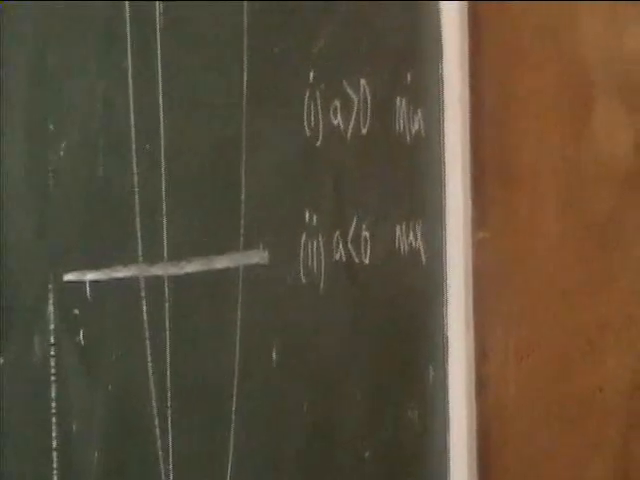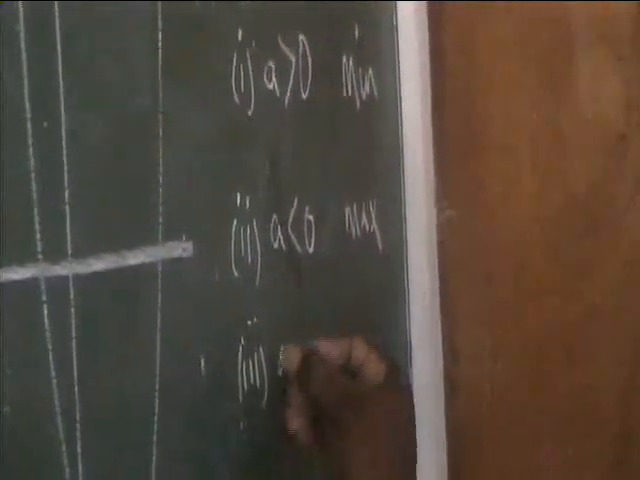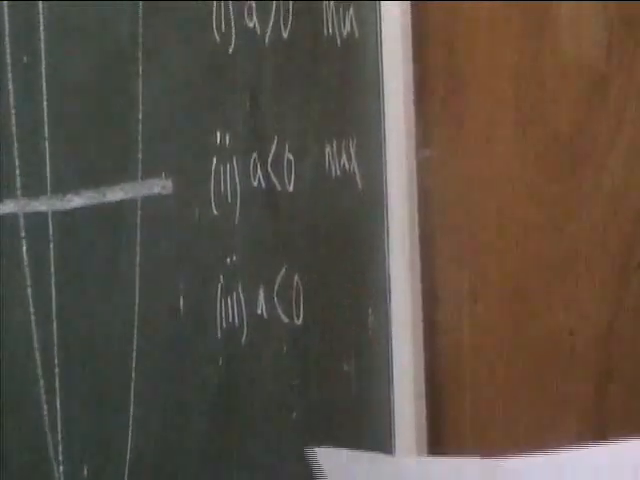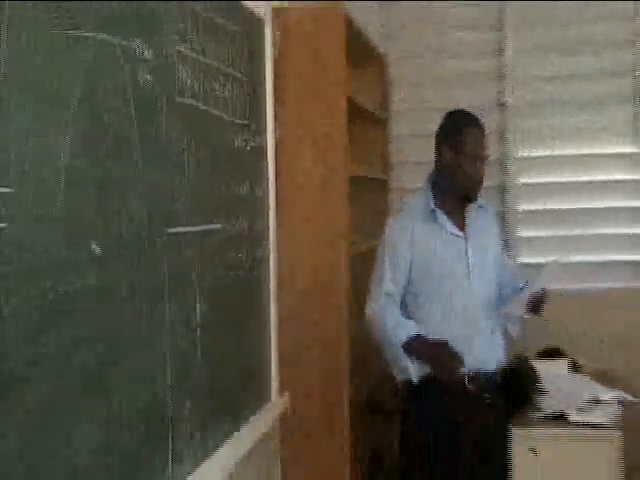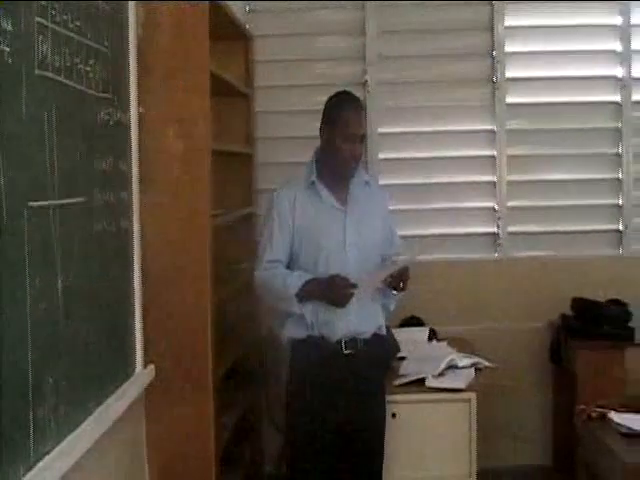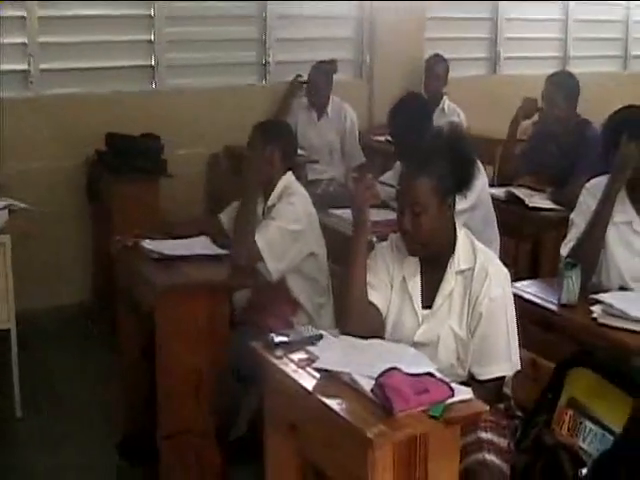Look at C. What is the value of a? Less than 0. a is less than 0. This produces what? A maximum. And what's the maximum value? 3.5. What about D? What's the value of a? Less than 0. This produces a maximum.